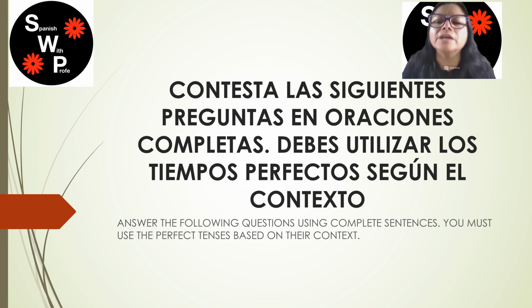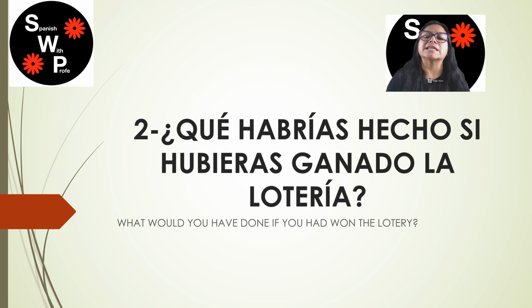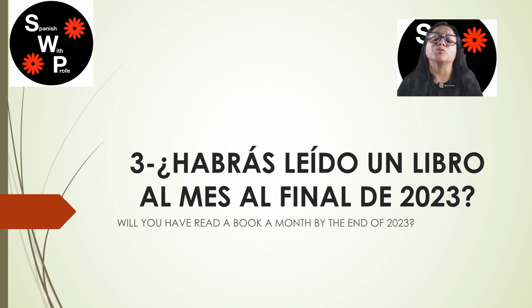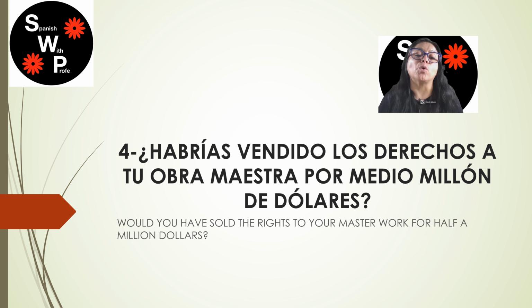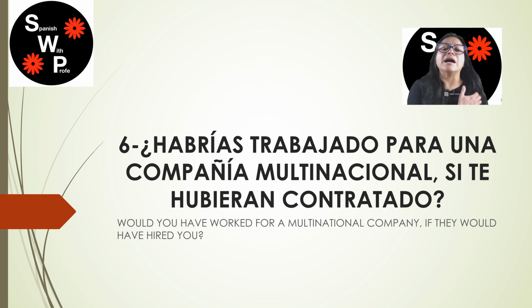Contesta las siguientes preguntas en oraciones completas. Debes utilizar los tiempos perfectos según el contexto. ¿Qué habrás hecho dentro de 10 años? ¿Qué habrías hecho si hubieras ganado la lotería? ¿Habrás leído un libro al mes al final de 2023? ¿Habrías vendido los derechos a tu obra maestra por $500,000? ¿Habrás escrito una colección de cuentos dentro de 5 años? ¿Habrías trabajado por una compañía multinacional si te hubieran contratado?